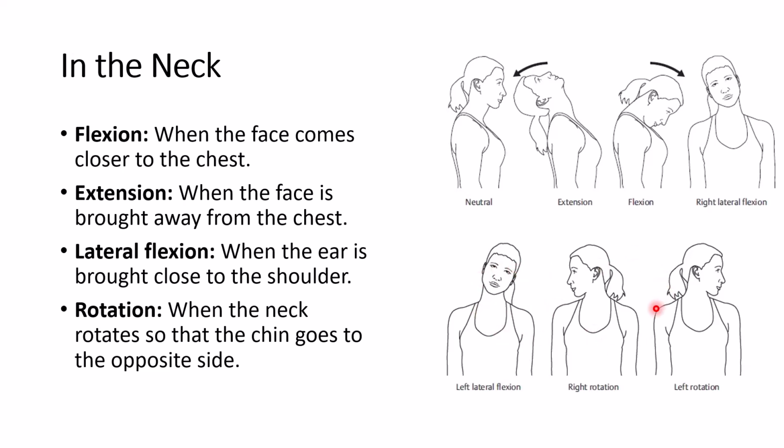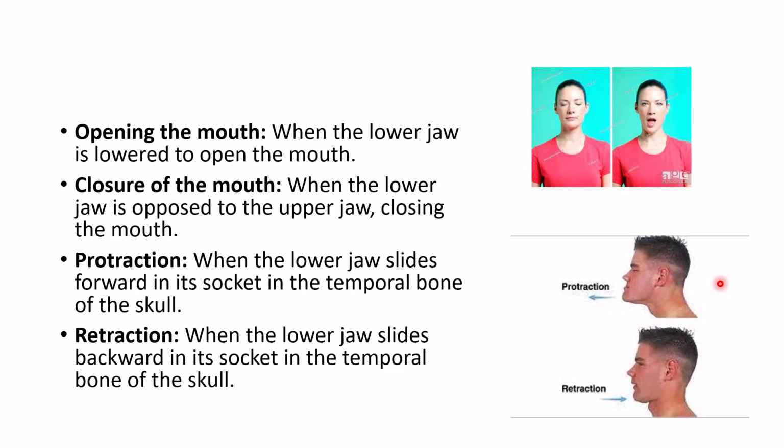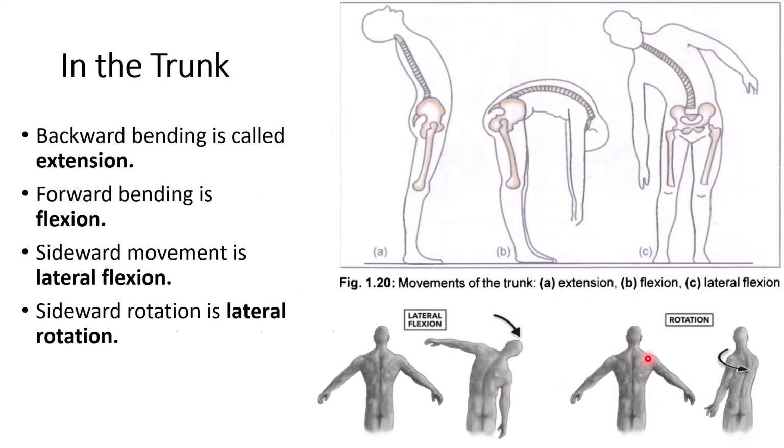And what is rotation? When you are rotating the neck so that the chin goes to the side, that is called right rotation if going toward the right side, and left rotation if it is going toward the left side. Now opening the mouth, you can see here, is when the lower jaw is lowered to open the mouth. Closing the mouth is when the lower jaw is opposed to the upper jaw. Protraction and retraction, we have already discussed.